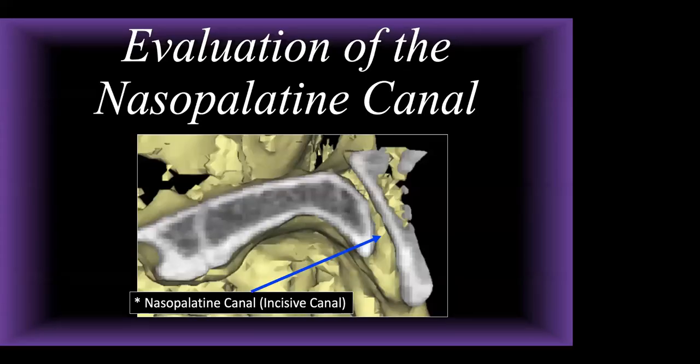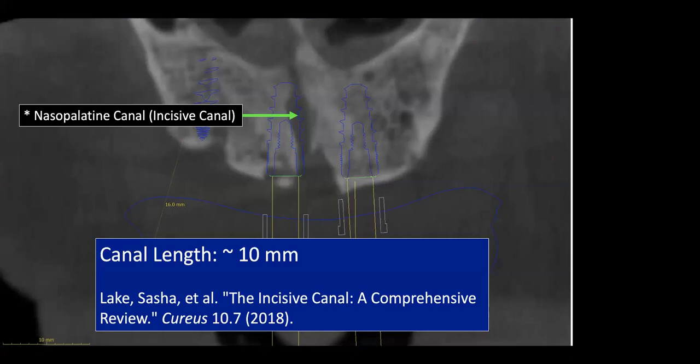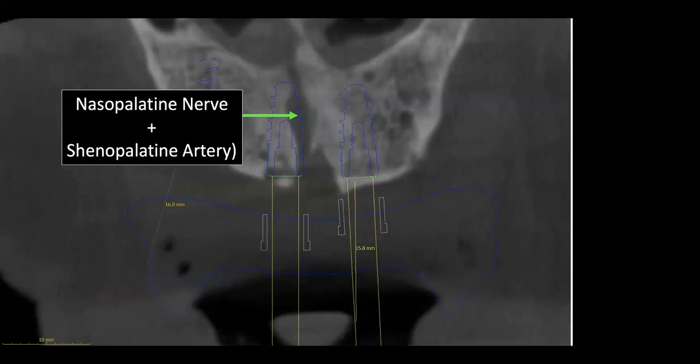So let's continue on. If we look at the maxilla, we have something that's called the nasopalatine canal. Also, some people call it the incisive canal. So what is this canal? This canal averages about 10 millimeters in length. And this canal can impact our placement of implants. So we always want to look at this in different views, cross-sectional, sagittal views, etc. Because there's a nerve in there, the nasopalatine nerve, and the sphenopalatine artery that come up through that canal.